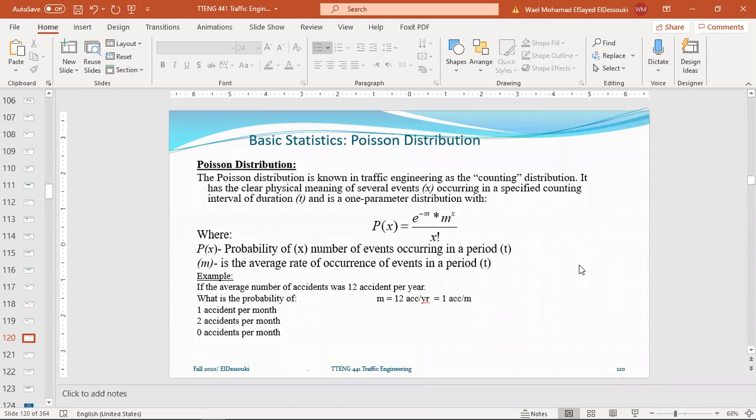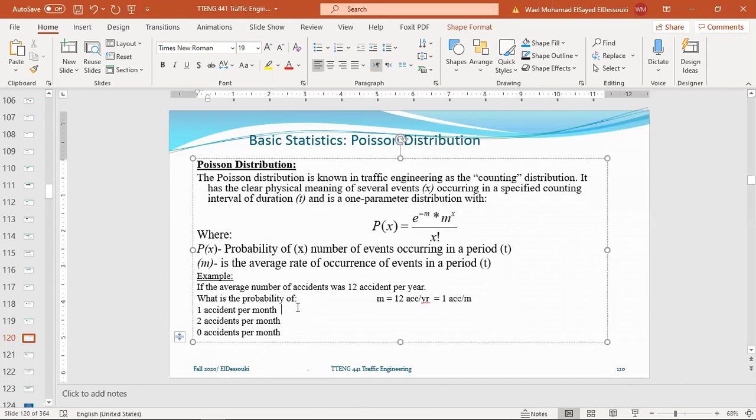If the average number of accidents was 12 accidents per year, okay, what is the probability of one accident per month, okay, two accident per month او zero accidents. يبقى هنا يا شباب في المسألة what is x، هنا ركز بقى معايا كده، x. في المطلوب الأول هنا x equal 1، هنا x equal 2، هنا x equal 0. عندنا 3 probabilities. مكتوب هنا what is the probability of 1 accident per month, 2 accident per month. اوكي، طيب.